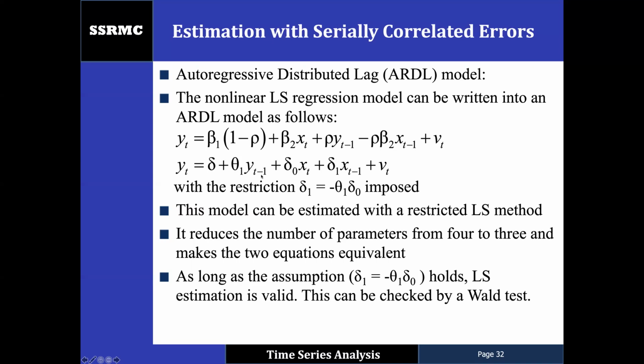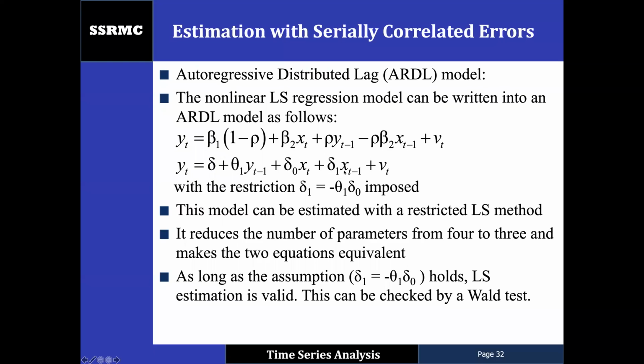And you may notice that even if at first glance it looks like we have 4 parameters to be estimated, delta, theta 1, and delta 1, essentially we have only 3 coefficients to be estimated. This is because the coefficient corresponding to x_{t-1} is the combination of theta 1 and delta 0 over there. So we only need to estimate delta, theta 1, and delta 0. Once we have those 3 values, we have delta 1 already.